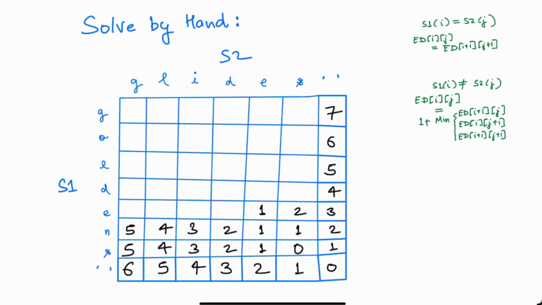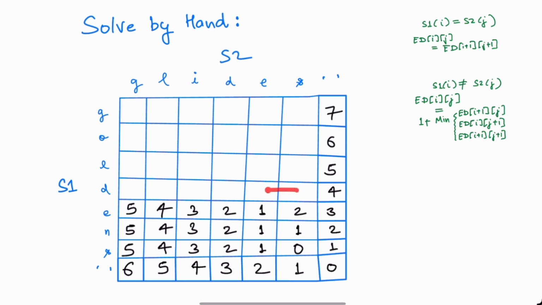Now let's move to this one. Here the characters don't match, D and E. So let's take the minimum and add 1, which is 2. Here the characters don't match, so take the minimum and add 1, should be 3. The characters don't match, so we take the minimum, add 1, which should be 3 plus 1, 4. The characters don't match here, so take the minimum and add 1, so it should be 5.